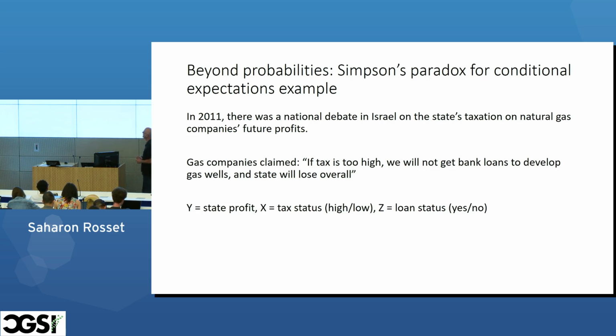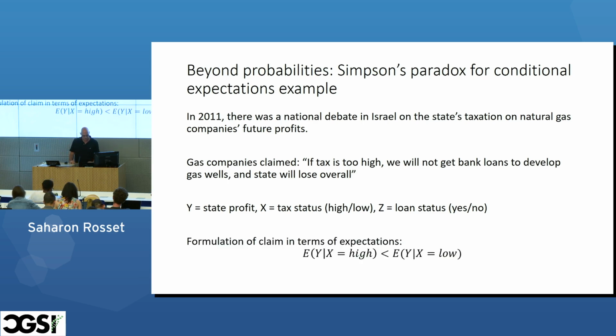So Y would be the profit, the money that the state makes. X would be whether the tax is high or low. So Y is continuous, X and Z are binary. X is whether the tax is high or low, and Z is the loan status, whether or not they manage to get a loan that they need for the initial investment to develop the resource.